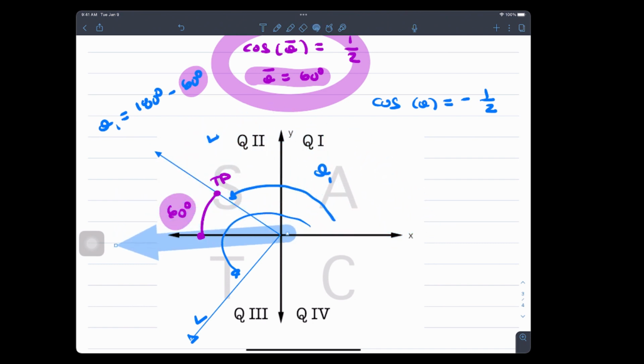This is 180. We have to back up the reference, subtract 60. We're going to back up 60. What does that give you? 180 minus 60 gives you what? 120.